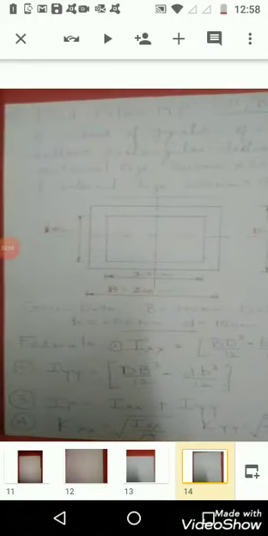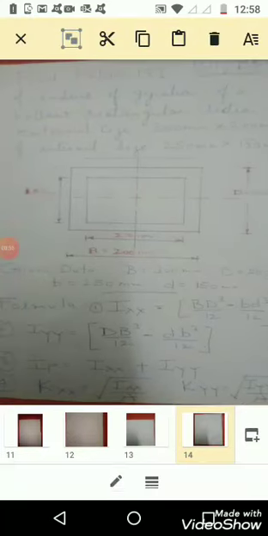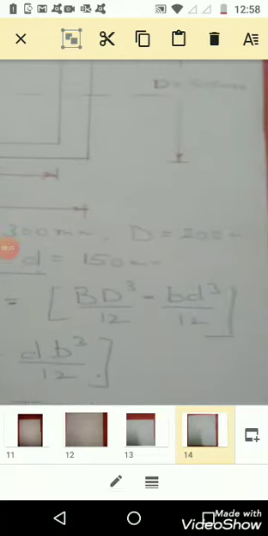Now you have to find the moment of inertia and radius of gyration of a hollow rectangular section, external size 300 mm by 200 mm, internal size 250 mm into 150 mm. Here it is hollow inside, and the dimensions are already given in the diagram below. So we have to find Ixx, Iyy, and the radius of gyration. Now we know Ixx is equal to BD cube by 12 minus small b small d cube by 12.